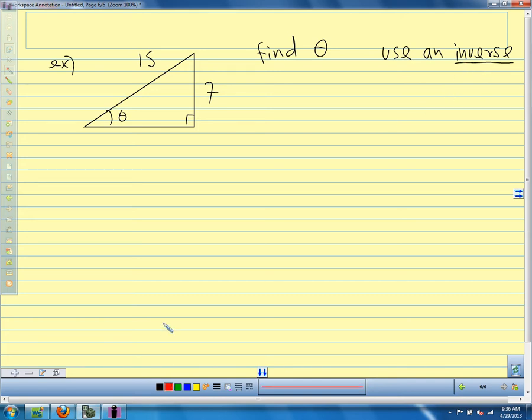So let's label our sides. 7, opposite, adjacent, or hypotenuse? It's the opposite side, it's across from the angle. 15, adjacent or hypotenuse? Hypotenuse. Always the longest side across from the 90-degree angle. So which ratio tells us about the opposite and the hypotenuse? Sine. So I'm going to say sine theta is 7 over 15. To find the angle from the ratio, I have to use an inverse. So theta is the inverse sine of 7 over 15.